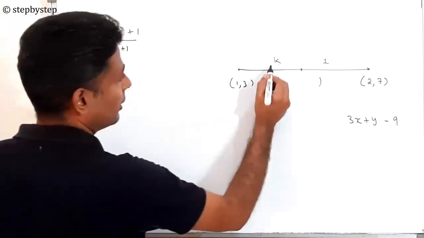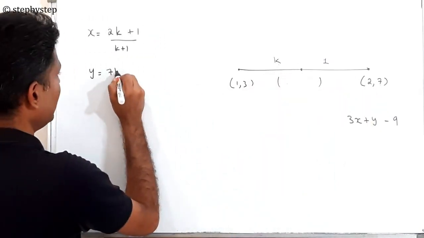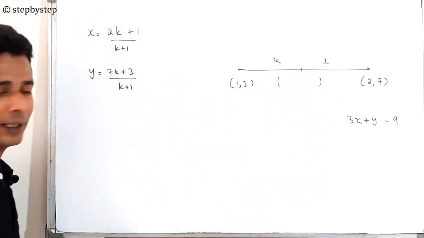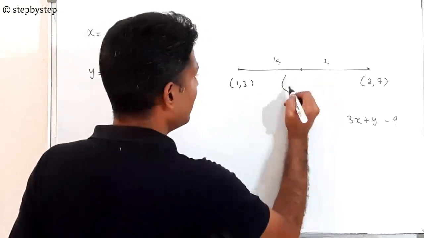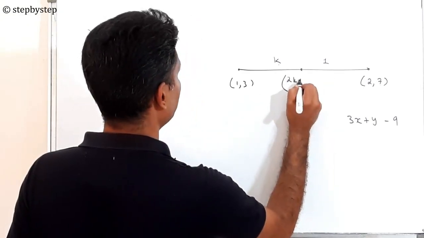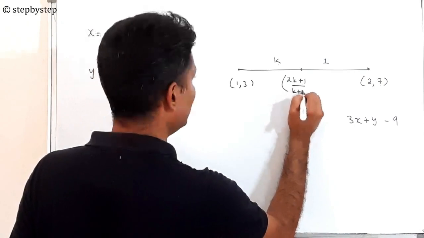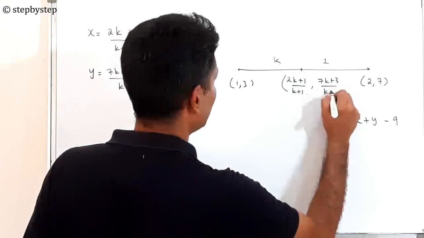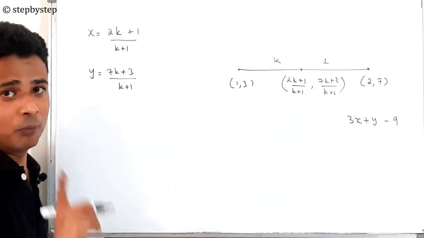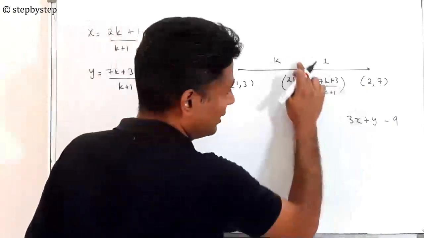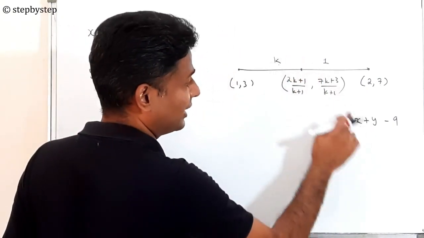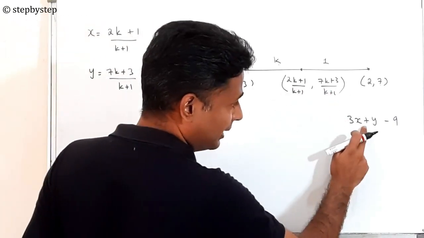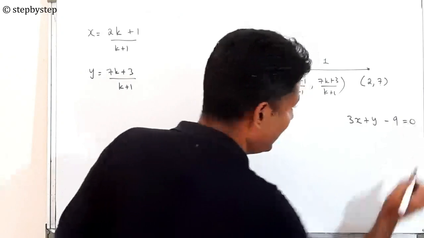What is our y coordinate? k into y2, that is 7k, plus 1 into y1, that is 3, divided by k + 1. So what do we have the coordinates as? We have the coordinates as ((2k + 1)/(k + 1), (7k + 3)/(k + 1)). So these are the coordinates. But what have they said? This line is cutting, which means this point has to lie on this line, which means when we substitute these x and y coordinates in this, it should satisfy the equation.